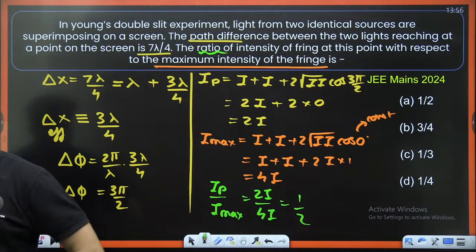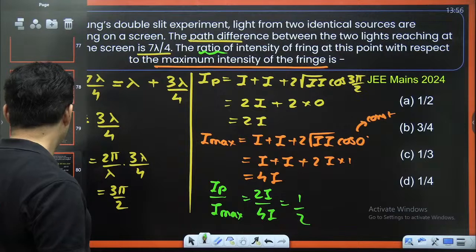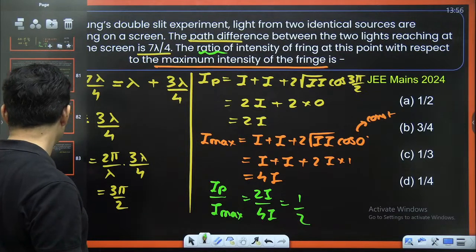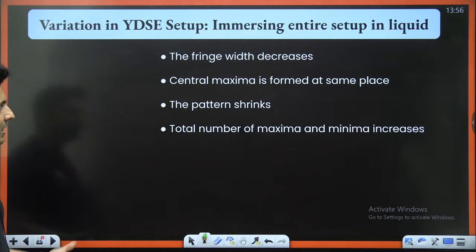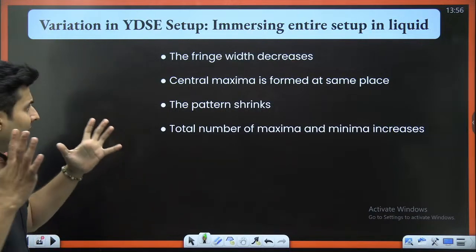Perfecto, perfecto. So these are the kind of questions that you can get, guys. Be prepared for these kind of questions. Let's go to some more variations: immersing the entire setup in the liquid.